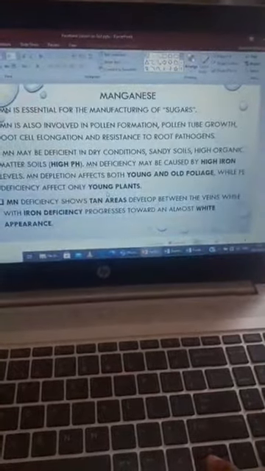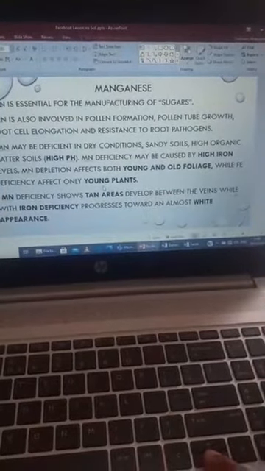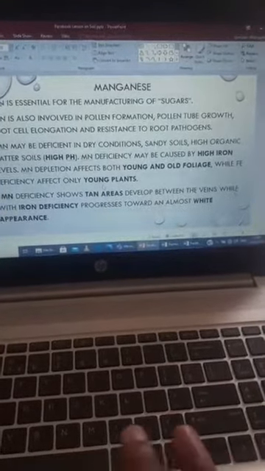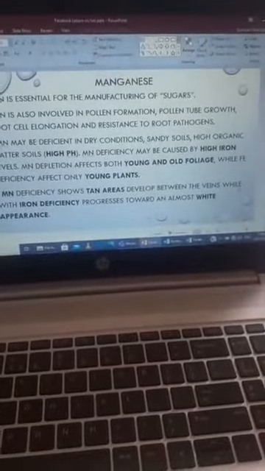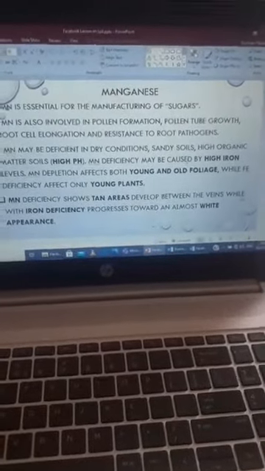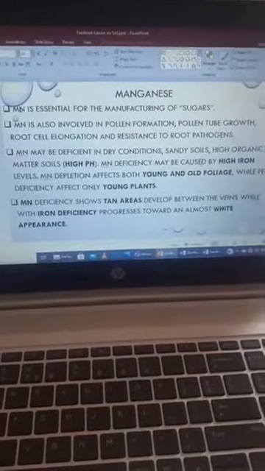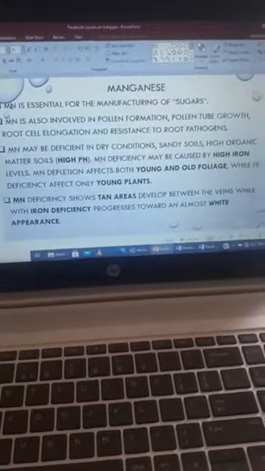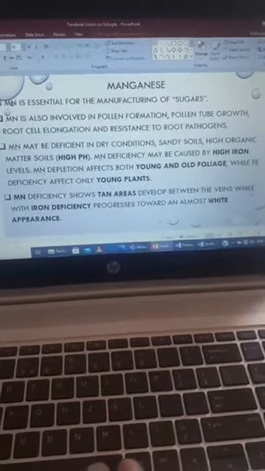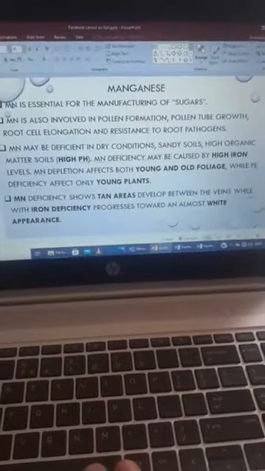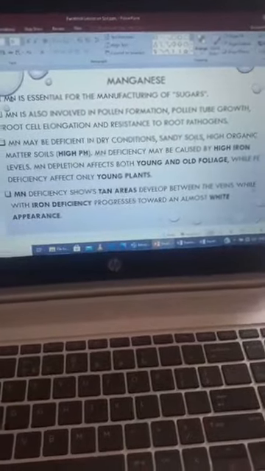And then manganese is also responsible for root cell elongation, for your plant to grow, to grow in the roots. Manganese is important for your roots to be able to resist pathogens. So for your roots to withstand pathogens, you need manganese.